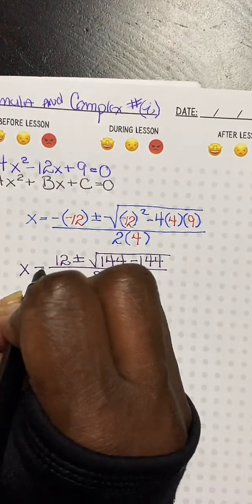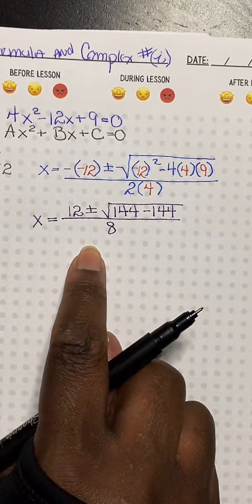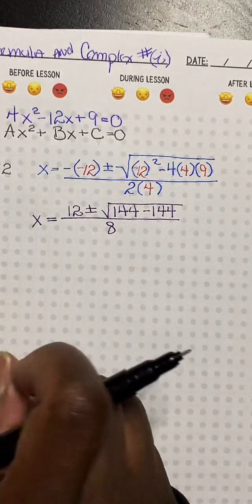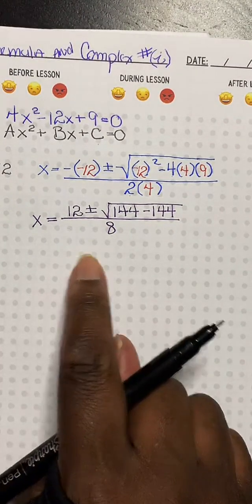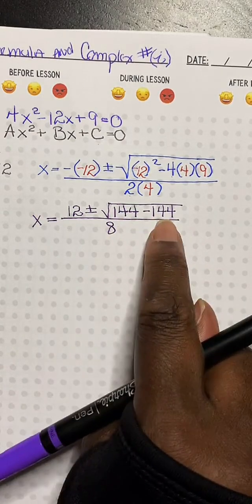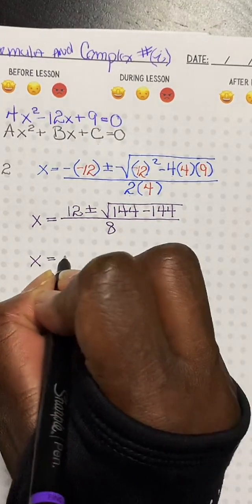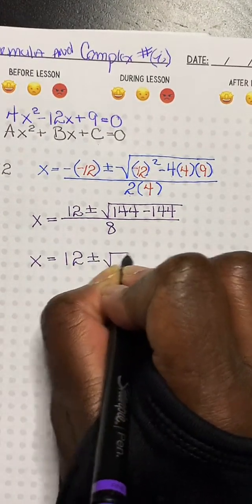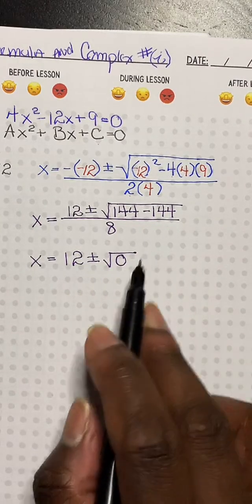Don't forget about the x equals, because we're doing this to find our x-intercepts, aka our roots, aka our zeros, aka our solutions. Now let's work what's going on underneath that square root. So we have x equals positive 12 plus or minus the square root of 0, because 144 minus 144 gives me 0.